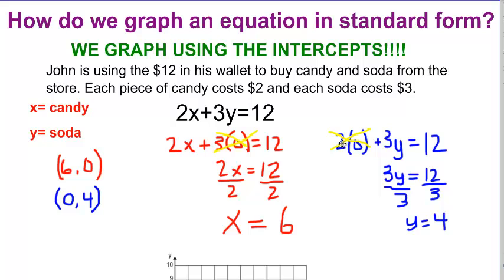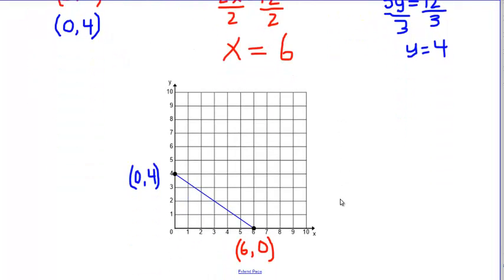On the right-hand side here, we solve for our y-intercept by plugging in 0 for x. If we plug in 0 there, we get 3y equals 12, and we solve that by dividing by 3 on both sides to get y equals 4, or our y-intercept of (0, 4). If we scroll down to look at our graph, we graph the points (6, 0) and (0, 4), and we draw a line between those points, and we have graphed our linear equation in standard form. You're going to want to use this as your example when you attempt the next problem, which is the problem you try on your own.